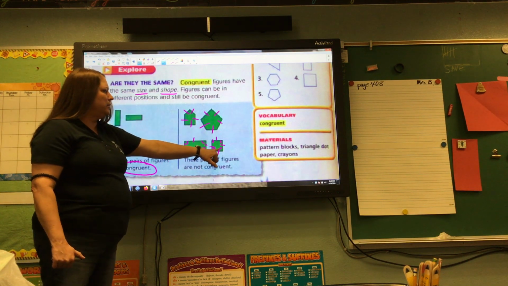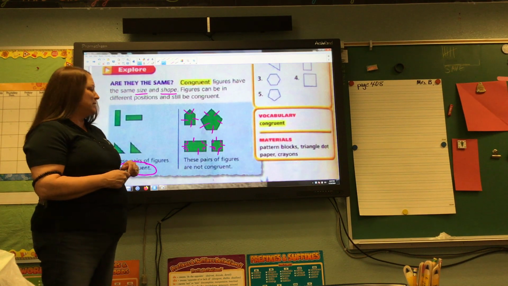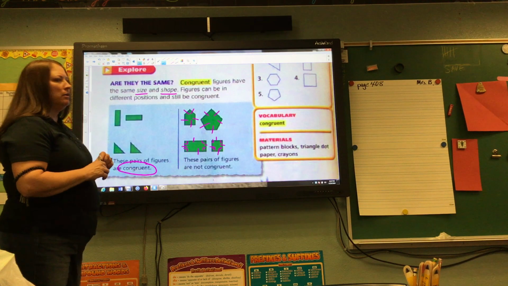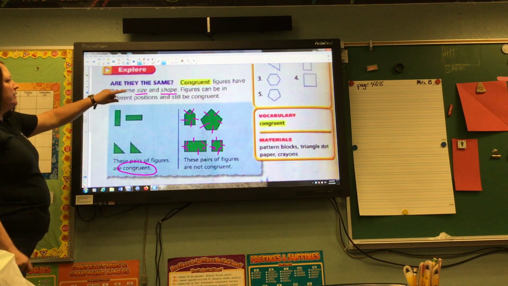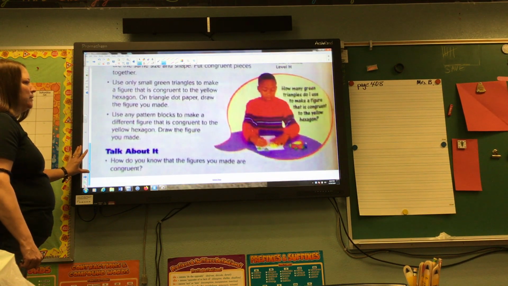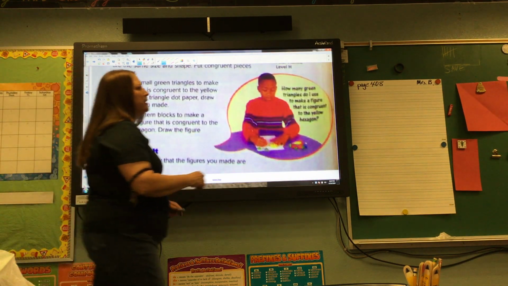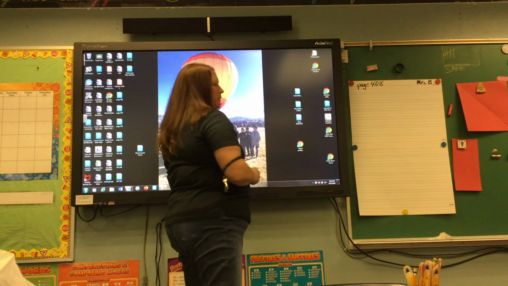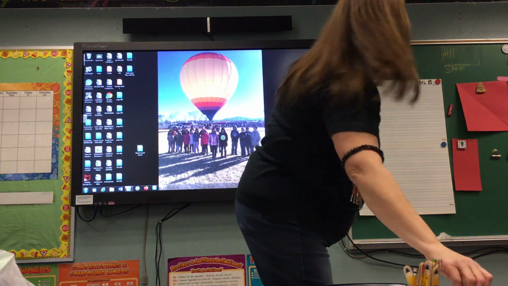So I don't think these are going to be congruent. They are not the same size or the same shape in some ways. So these pairs of figures are not congruent. Keep in mind, congruent figures are the same size and the same shape. Now I'm going to go all the way down to the bottom of the page. I'm going to come over here and give you guys another example real quick of congruent shapes and congruent figures.